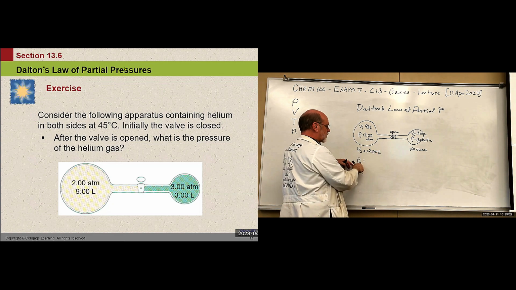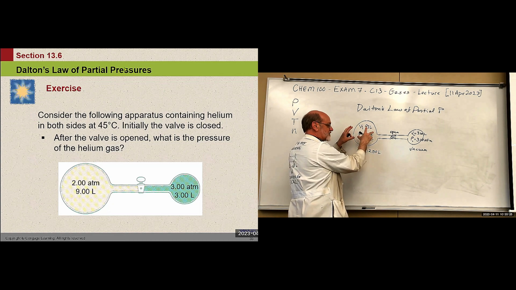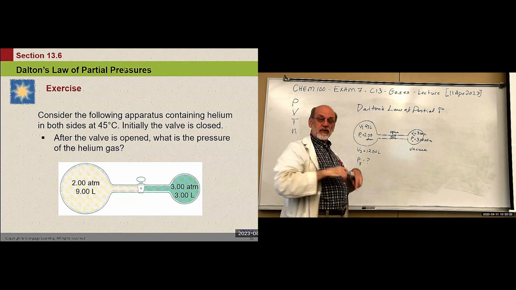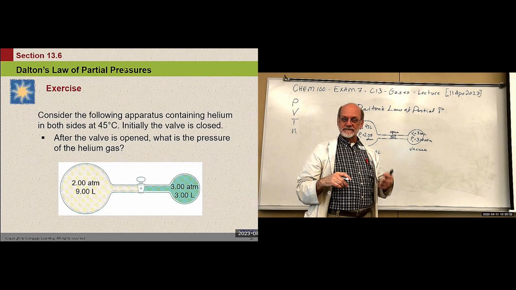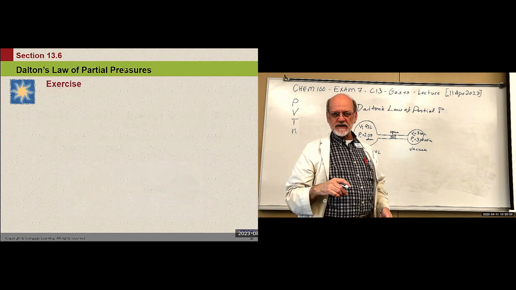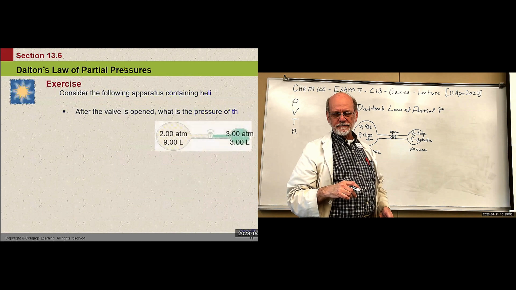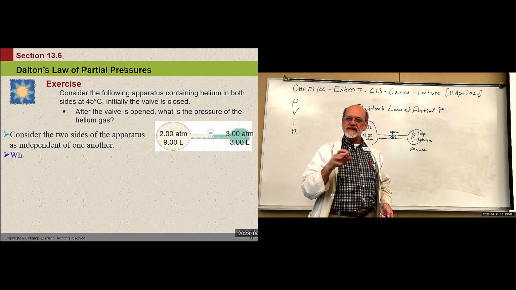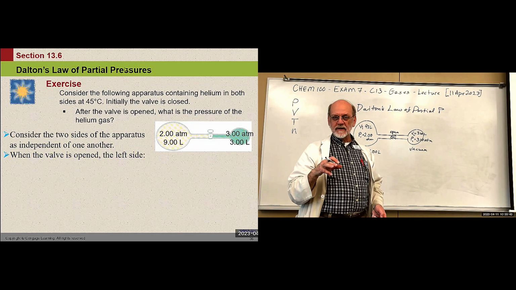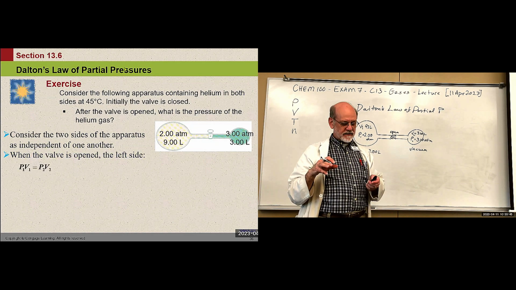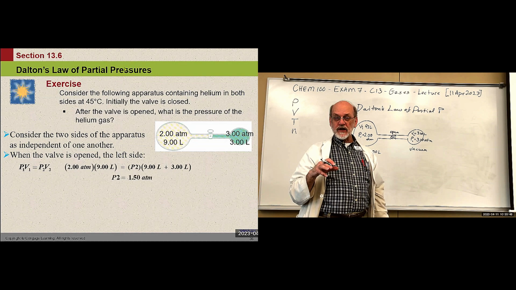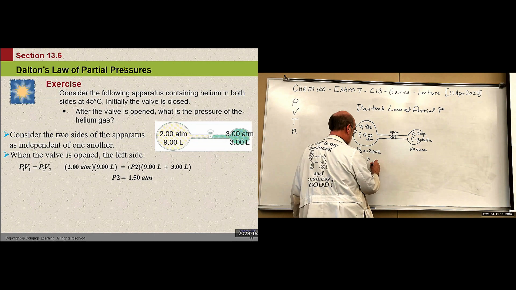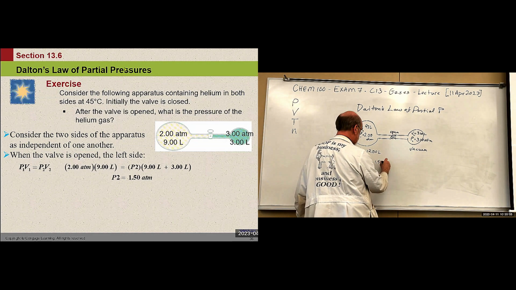Right? So what's the pressure of this gas in that space? That's the question. We use Boyle's law. Let me see if I did that calculation. Yeah. Consider both sides as independent of one another. When you open the valve from the left side, we calculate that the pressure due to the left side gas is 1.5 atmospheres. So this is 1.50 atmospheres.